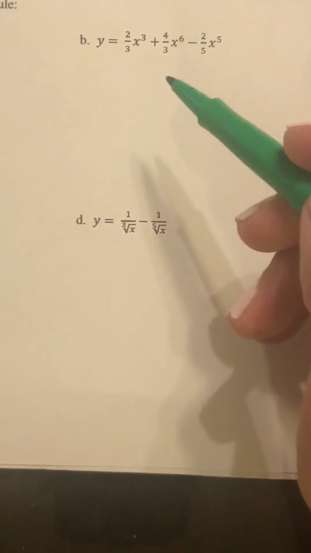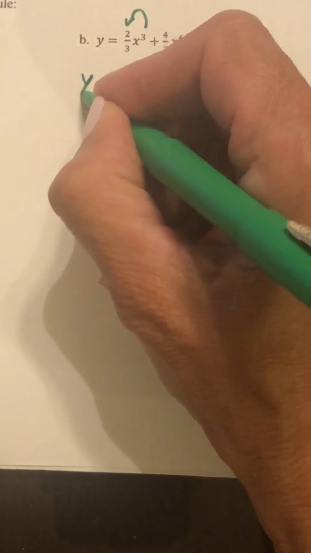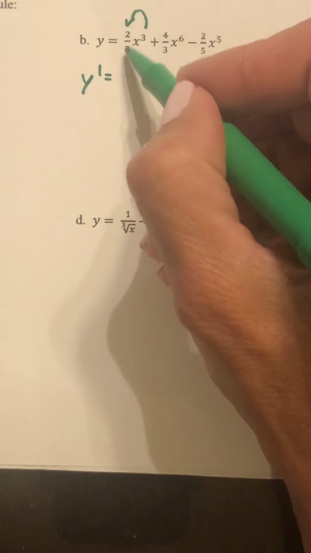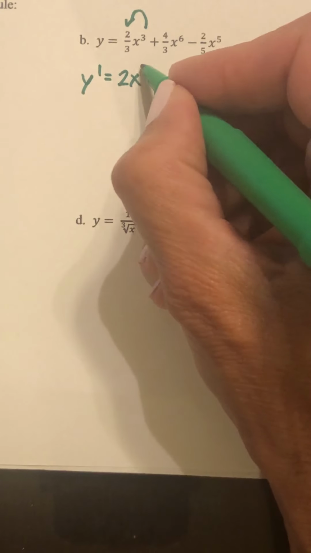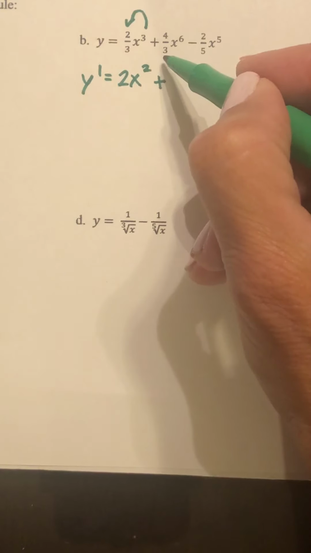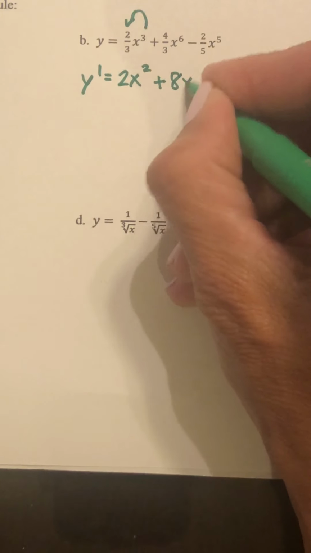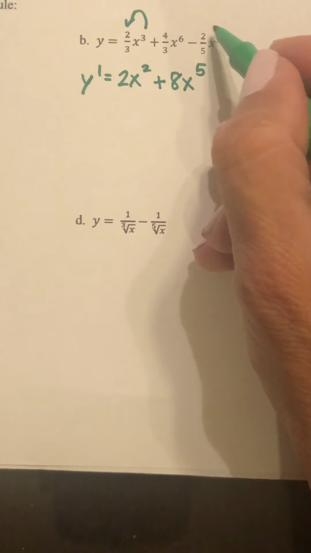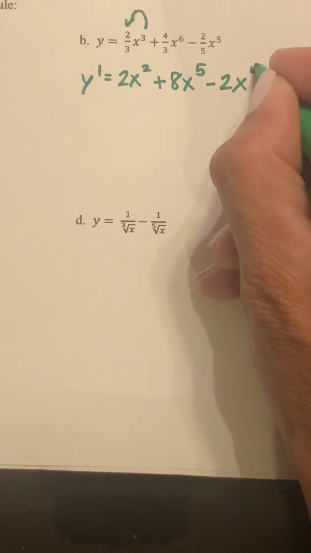All right, so letter B, I was easily intimidated by that because I saw some fractions. But actually, this one is a lot better than C and D. So again, you drop that power in front. Now, you have to be pretty good at fractions, but it's easy, right? 2/3 times 3, the 3's cancel. You're going to have a 2x. Drops down a power, so it goes to 2. We have plus 6 times 4/3. 3 is going to go into 6 twice. You should get an 8x to the 5th. This 5 drops in front. The 5's cancel. So I get a -2x to the 4th.